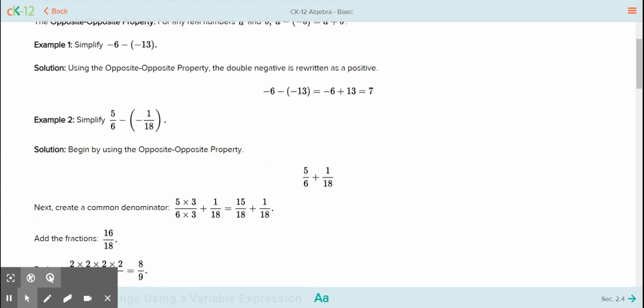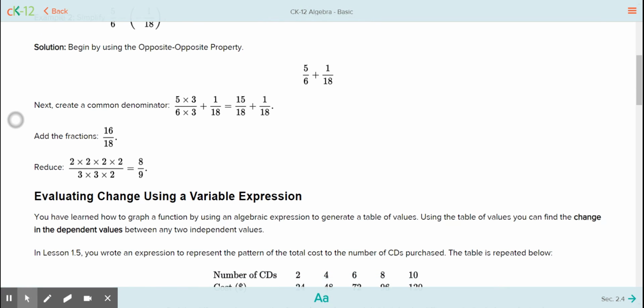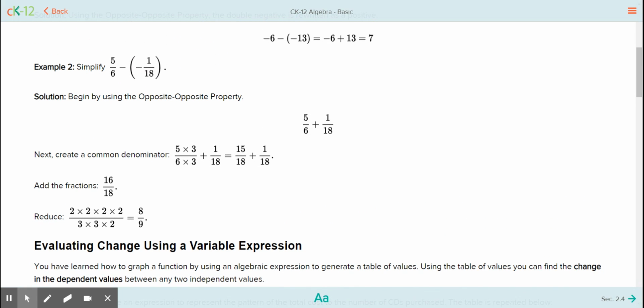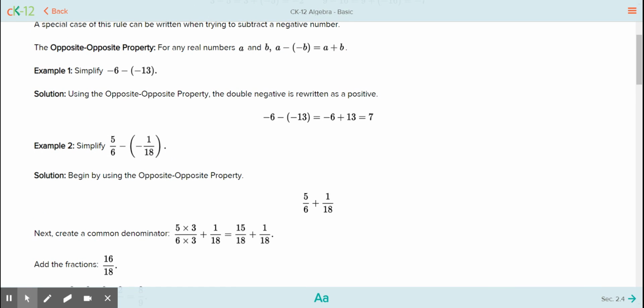So I'm going to stop right here for today, and we will continue tomorrow with evaluating change using a variable expression. But right now, we are going to do the practice activity, the interactive activity on CK-12, and we are just going to work on subtracting our rational numbers.